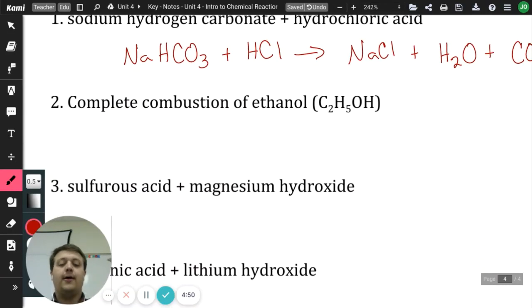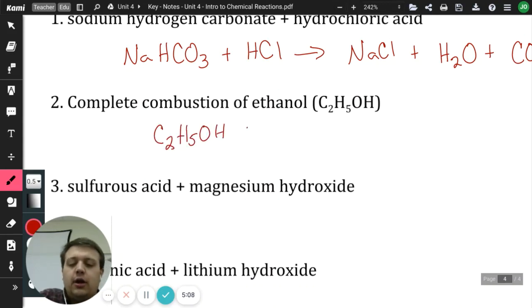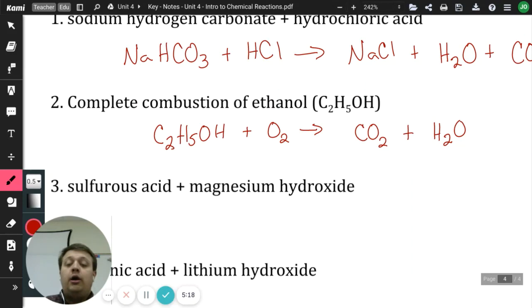Okay? All right, so now let's take a look at this combustion reaction. So it says a combustion of ethanol, which is C2H5OH. They want the complete combustion of it. So I have C2H5OH, and its combustion, so plus O2, is going to produce always CO2 and H2O if it is complete combustion. So that's my formula, but now I need to balance everything.